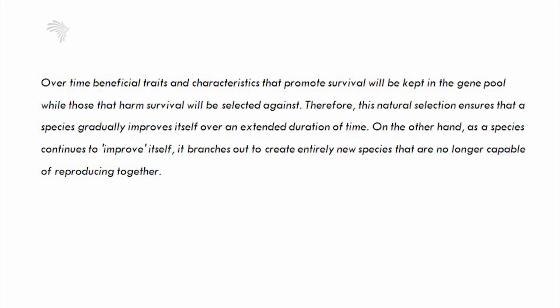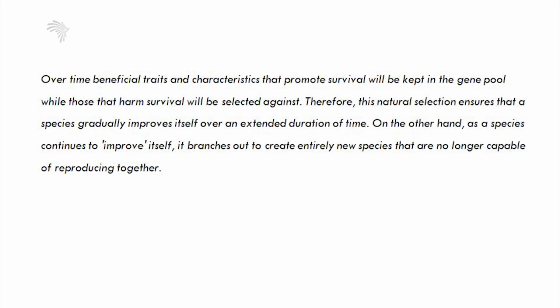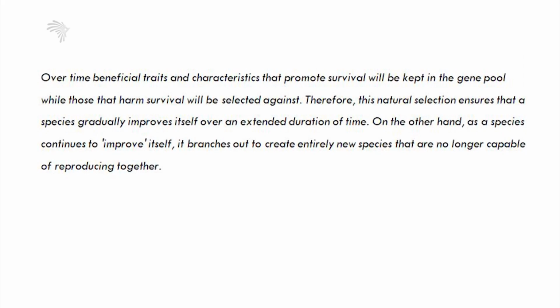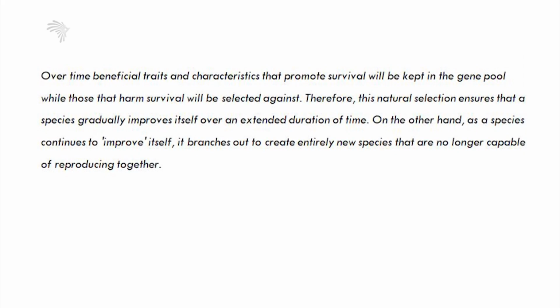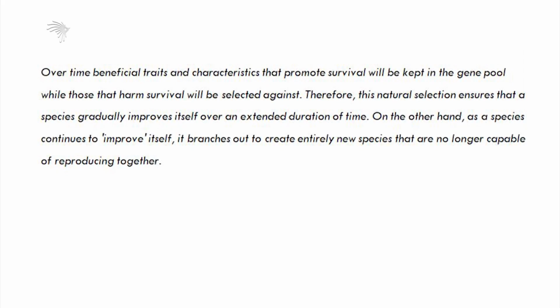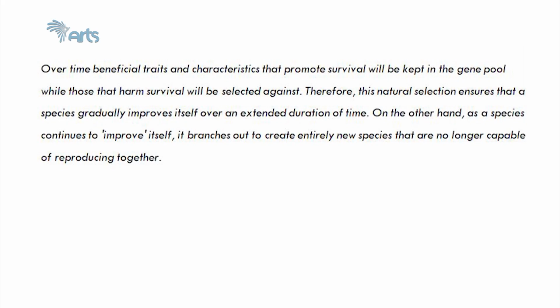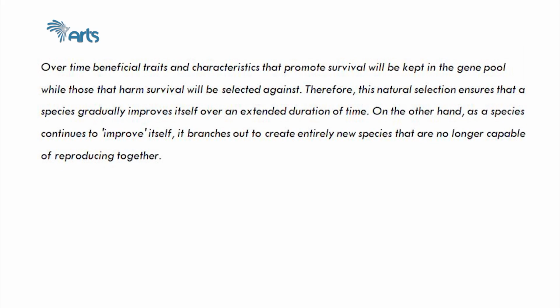Therefore, this natural selection ensures that a species gradually improves itself over an extended duration of time. On the other hand, as a species continues to improve itself, it branches out to create entirely new species that are no longer capable of reproducing together.